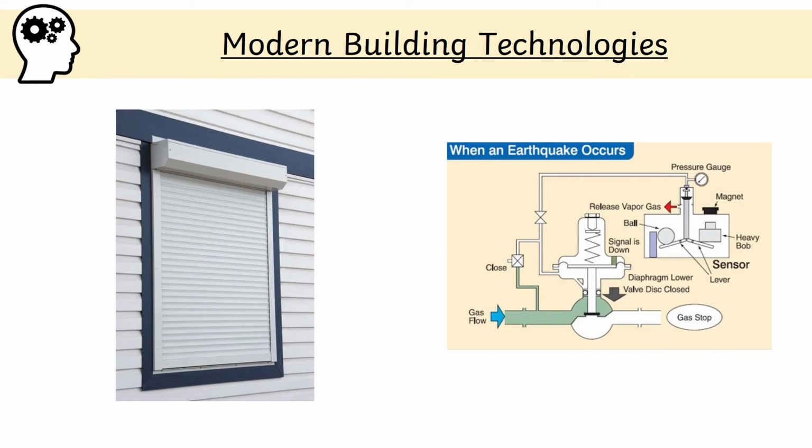Pipelines, such as for water and gas, can be designed to flex and not break during earthquakes. Buildings can also have sensors, shown on the image on the PowerPoint, which shut off water and gas when it detects shaking. This helps to prevent deaths and damage to properties caused by flooding and fires.